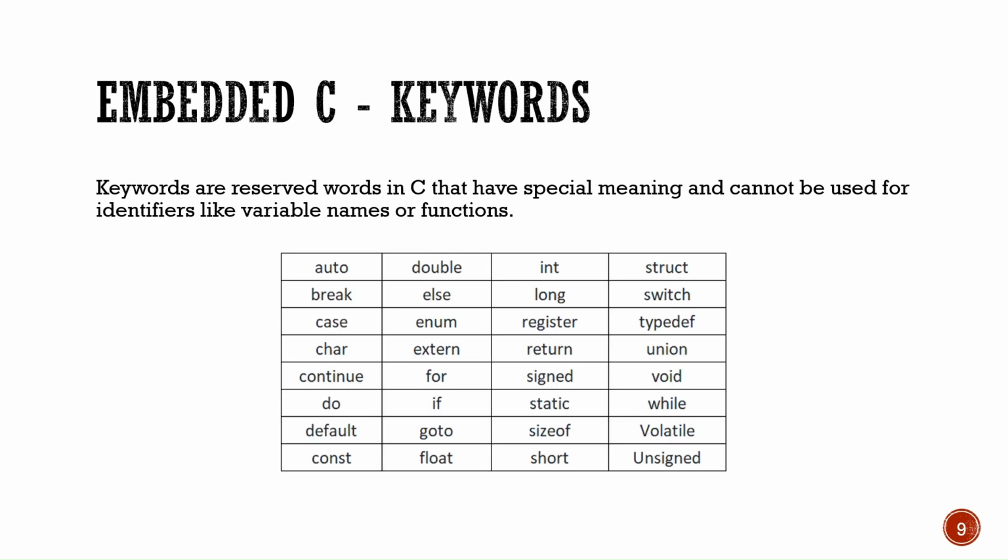Embedded C keywords. Keywords are reserved words in C that have special meaning and cannot be used for identifiers like variable names or functions. The following table shows the keywords that are available in C.